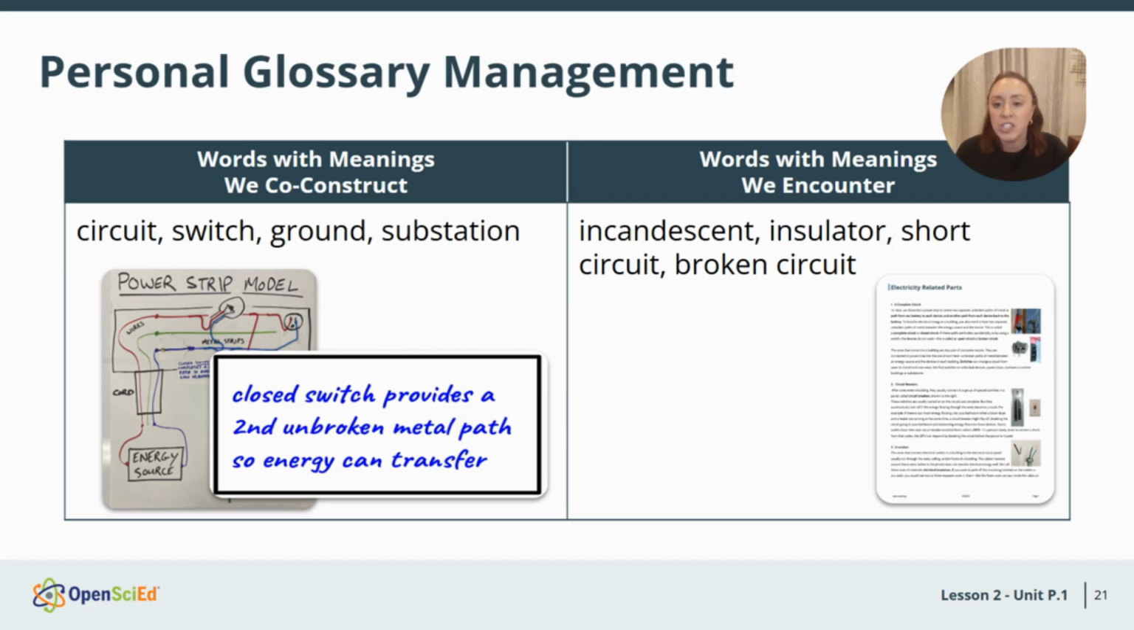Lastly, for our glossary, we do have some terms that we co-construct together. We do this within the discussion on our consensus power strip model at the beginning of day 2. And there are some other words that we encounter. There's a home learning reading where we see these, but we aren't adding them to our glossary yet because we haven't had the opportunity to fully sense make around what they mean. And so even though we're using short and broken circuit, for example, when we create our electric city, we are not adding them yet to our glossary, as we'll make better meaning of those terms in the next lesson.